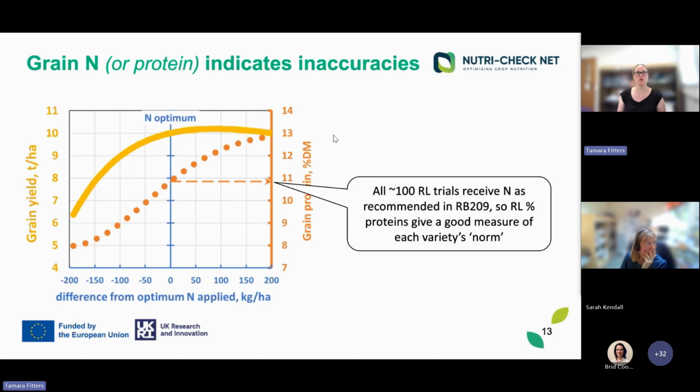So it's good to go back, once you've had your yield, once it's all measured and weighed, to these graphs and these numbers and say, well, I had this variety and this is what the RL trials show the normal yield would be based on RB209 recommendations. This is what I got. Is there a difference? Have I got more? Have I got less?